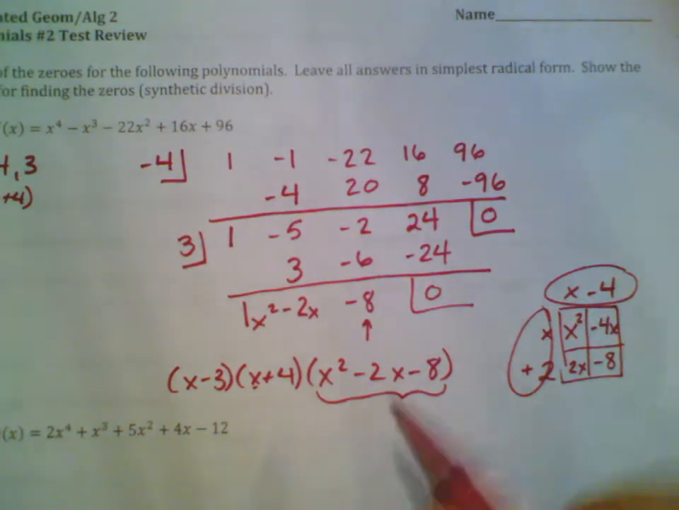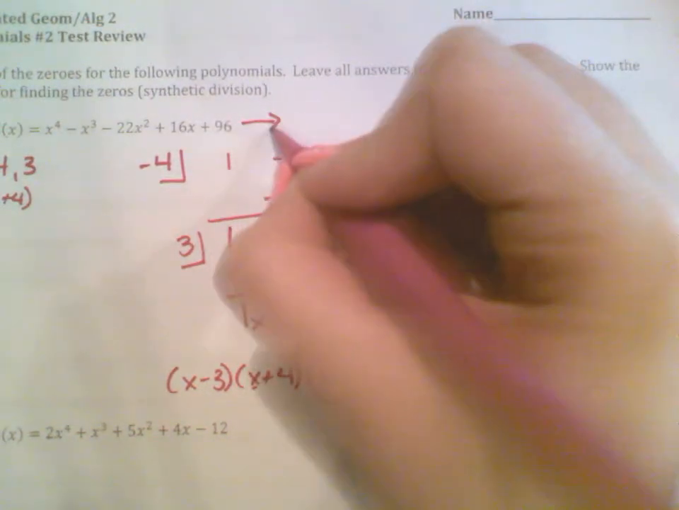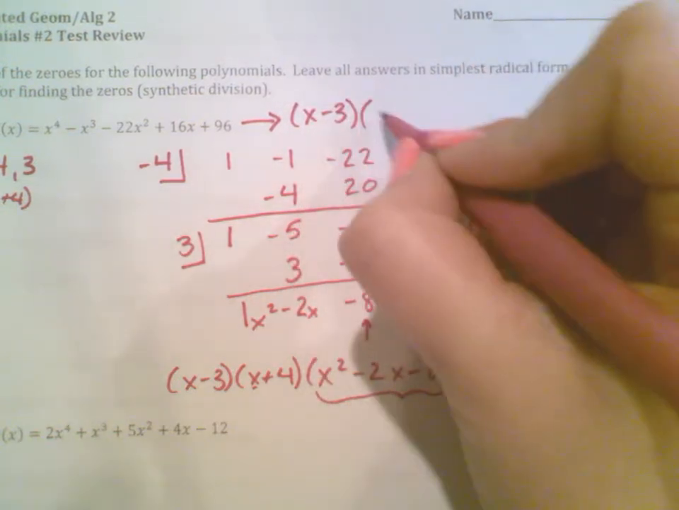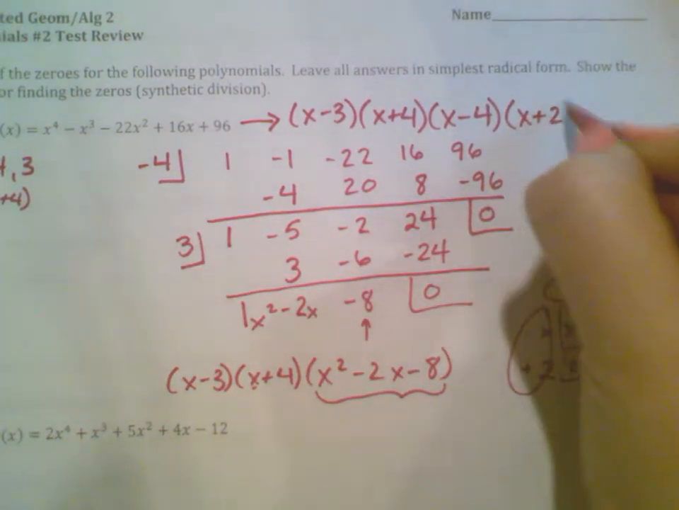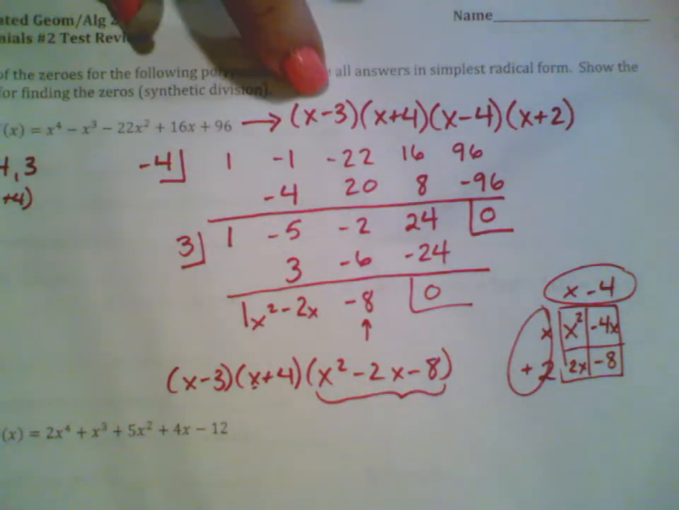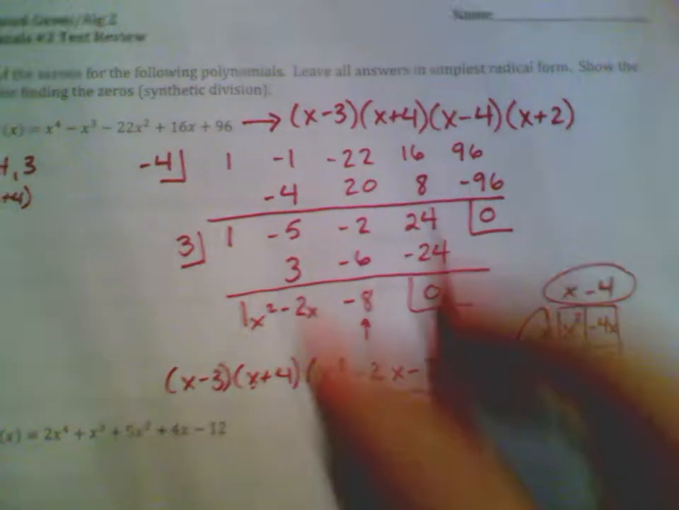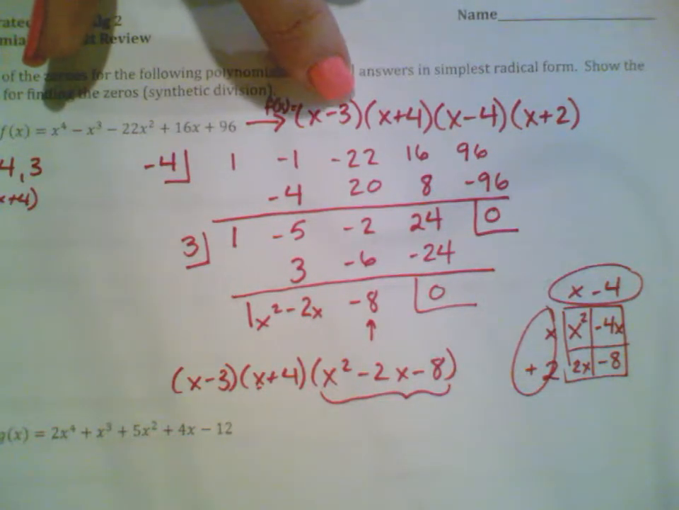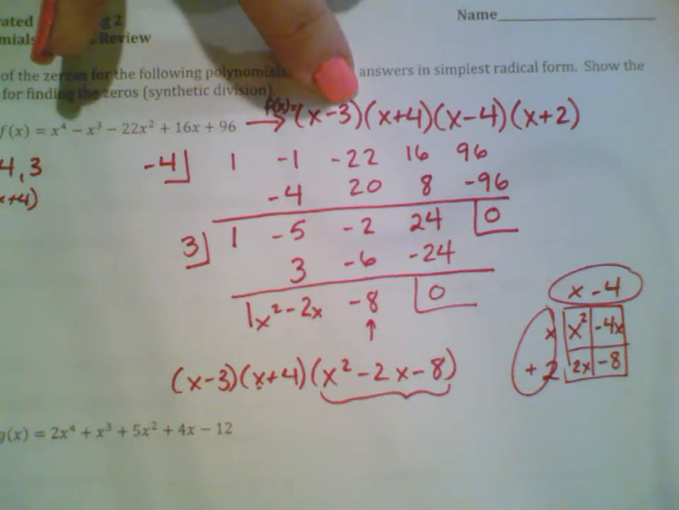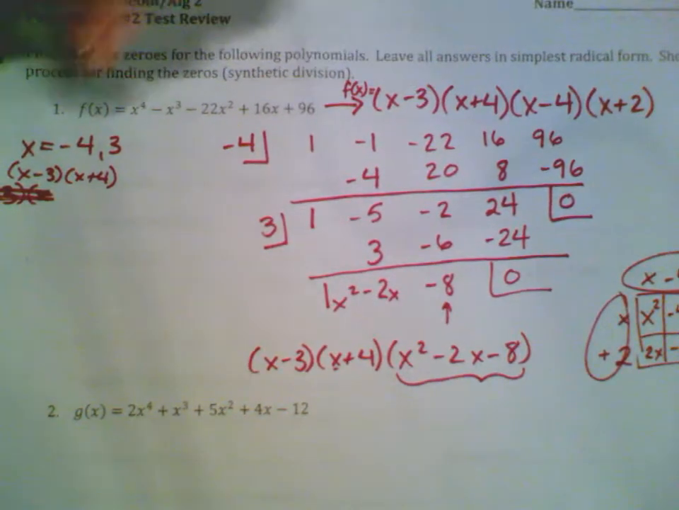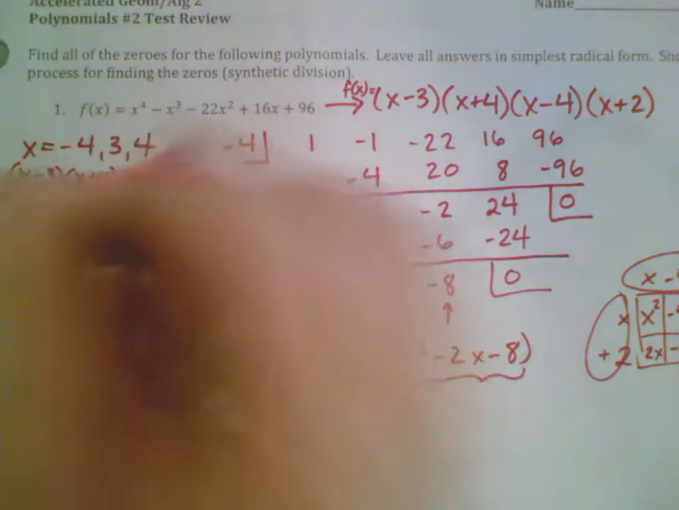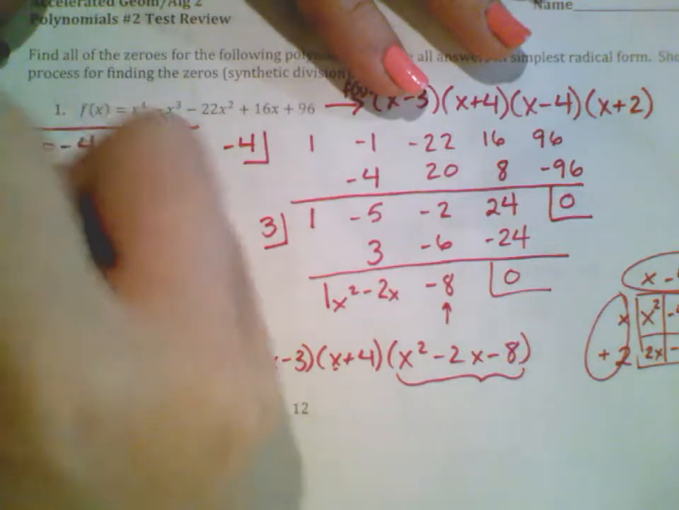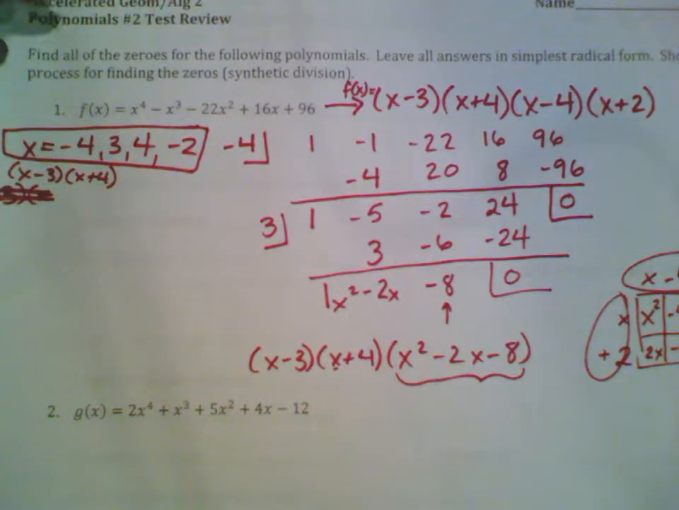So I can replace this, and I can rewrite the whole thing. This in factored form is going to become x minus 3, x plus 4, x minus 4, and x plus 2, which means all of our zeros are going to be where each of these equals 0. So if x minus 3 equals 0, then that means x must be 3, so that 3 minus 3 equals 0. So we have negative 4, which accounts for this one, 3, which accounts for this one. We'll also need 4 and negative 2. So here are all of the zeros. We'll do the same thing for number 2.